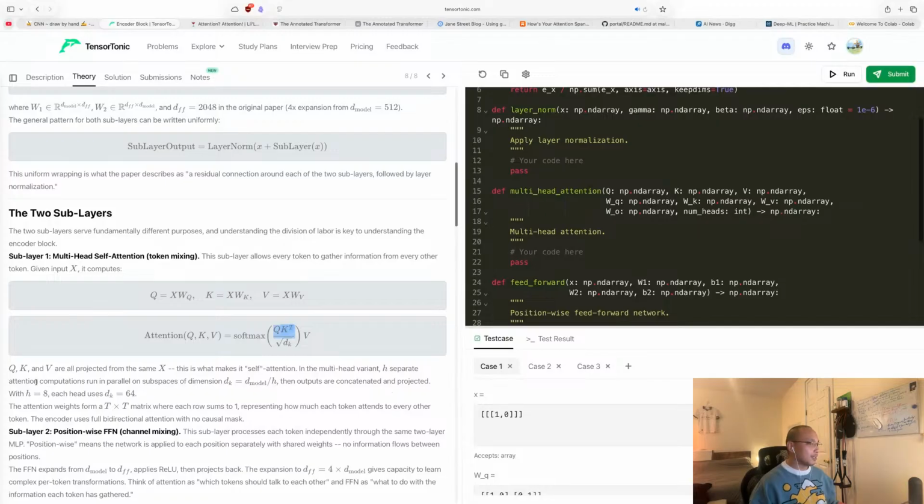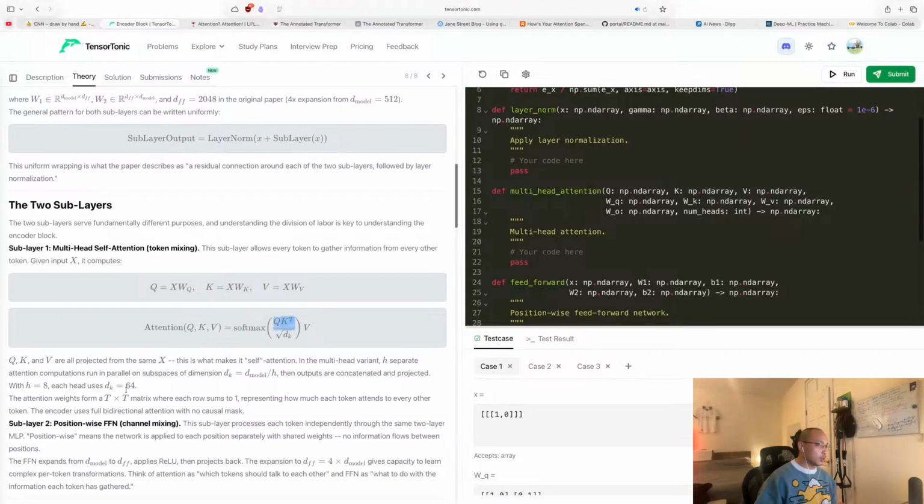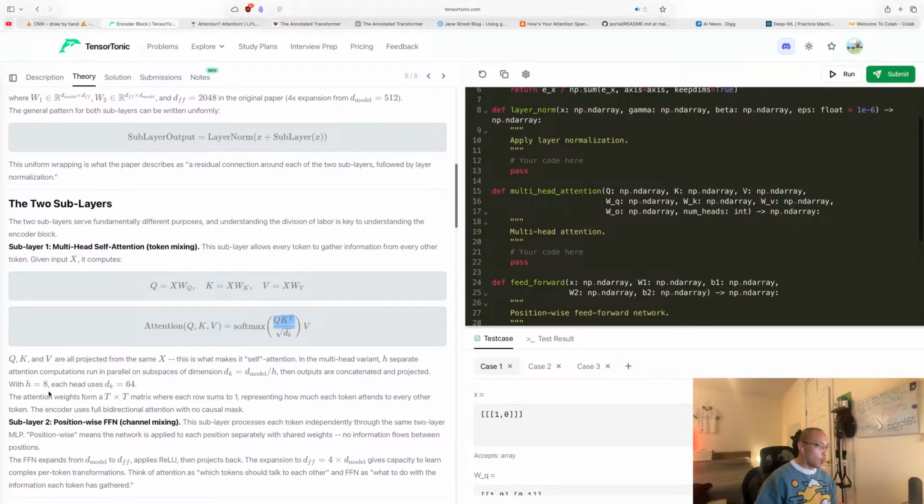In the multi-head variant, separate attention computations run in parallel on subspaces of dimension d_k equals d_model divided by h. Then the outputs are concatenated and projected, where h times d_k equals d_model. Each head uses d_k equals 64. Yep. And d_model here would be what?